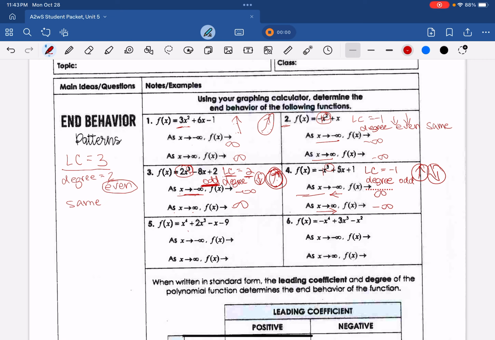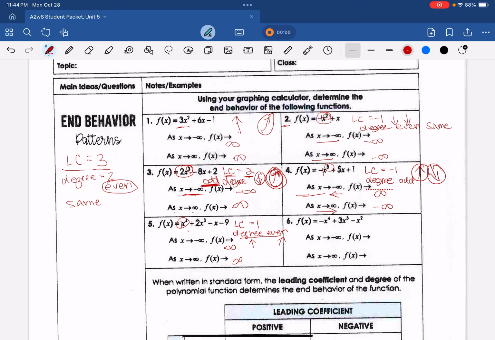All right, let's try number 5. Our lead coefficient is +1, and it's a degree of 4, so it's even. So if it's a lead coefficient of a positive, our right side is headed up. And an even degree means they're doing the same thing. So they're both headed to positive infinity, both ends of the graph, the end behavior.